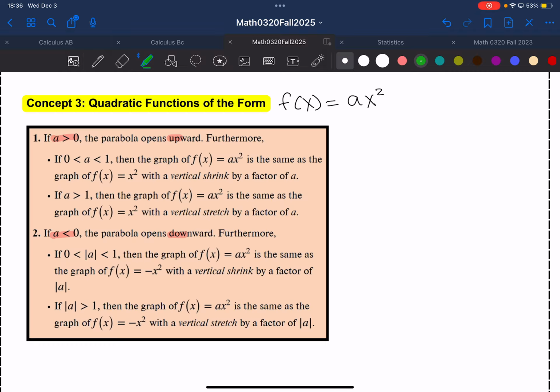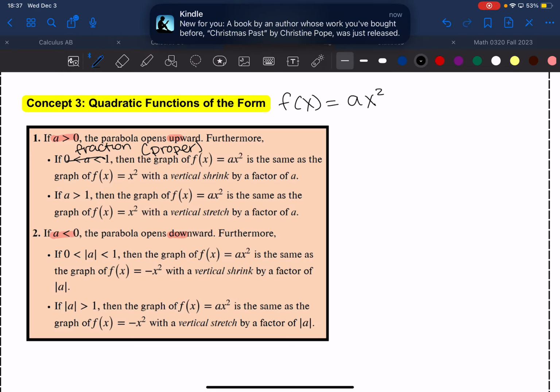The other thing we have here is if a is between 0 and 1. If a number is between 0 and 1, what kind of number is it? A decimal or a fraction, right? So I'm going to write fraction, and I'm going to write proper in parentheses.